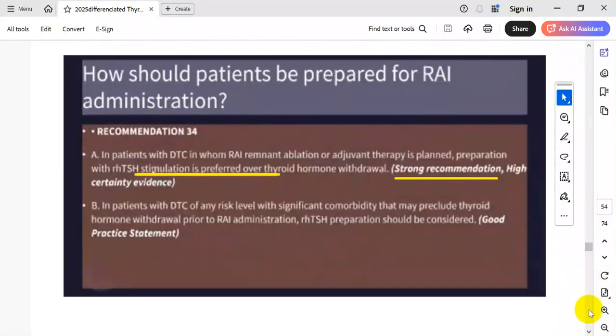And in patients with DTC in whom radioiodine therapy, remnant ablation, or adjuvant therapy is planned, preparation with recombinant TSH stimulation is preferred over thyroid hormone withdrawal. This is a strong recommendation.